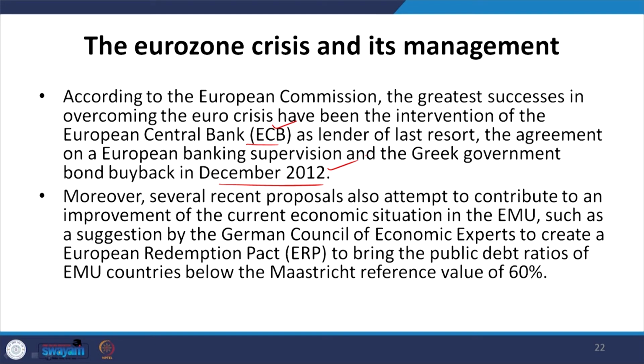Moreover, several recent proposals also attempted to contribute to an improvement of the current economic situation in the EMU, such as the suggestion by the German Council of Economic Experts, GCEE, to create a European Redemption Pact, ERP, to bring the public debt ratio of EMU countries below the Maastricht reference value of 60%. So, public debt ratio to be reduced to below the level of 60%.